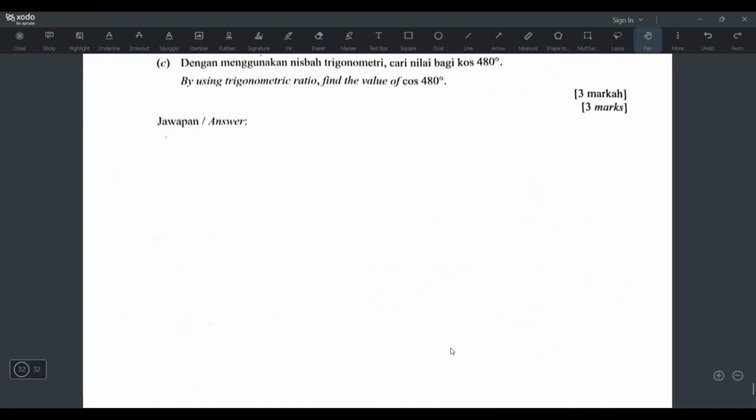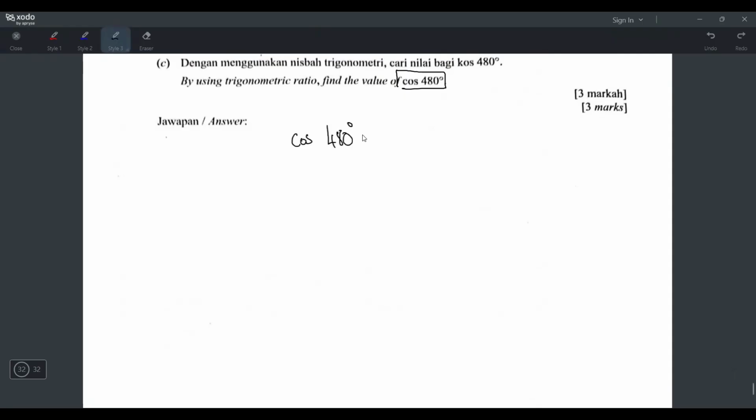Okay, let's do C. C says by using trigonometric ratio, find the value of cos 480 degrees. What does it mean by trigonometric ratio? It means they want you to use the sin cos tan table to solve this question. But it's okay, we try to do the cos 480 first. Of course you cannot just go to the calculator and press cos 480 and write the answer here. Cannot.